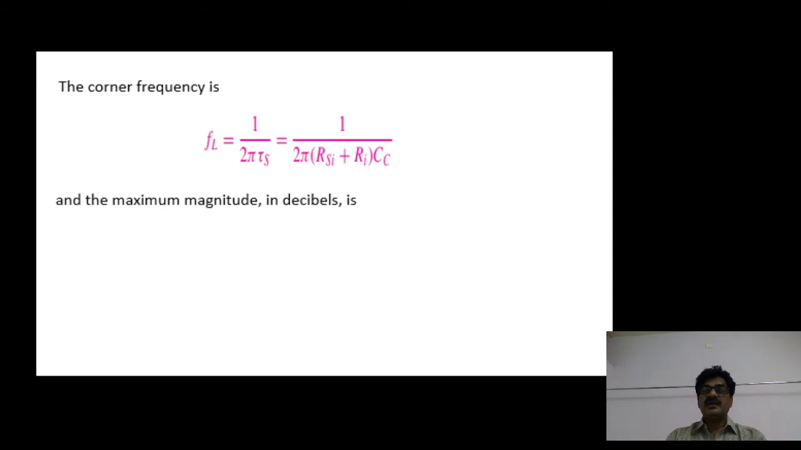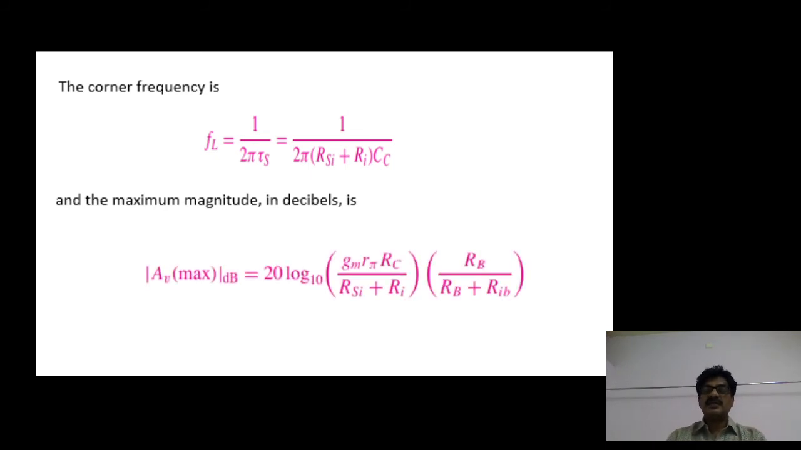Okay, and the magnitude of the gain is given, again in decibels. In decibels it is expressed as 20 log of that gain formula, base 10.